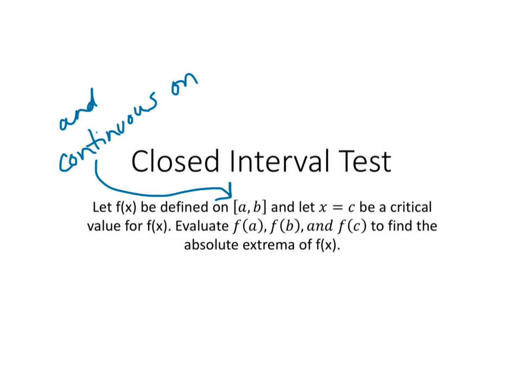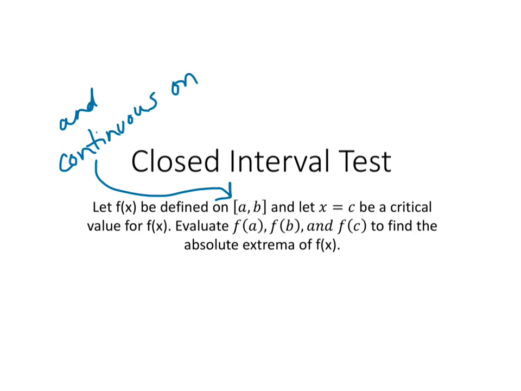The closed interval test is also called the candidate's test, and it allows us to find the absolute extrema of a function on a closed interval, meaning we can find the absolute maximum value or the absolute minimum value on the closed interval. We need two things to happen. We need first the function to be defined on the closed interval from a to b, and second, we need the function to be continuous on the closed interval from a to b.